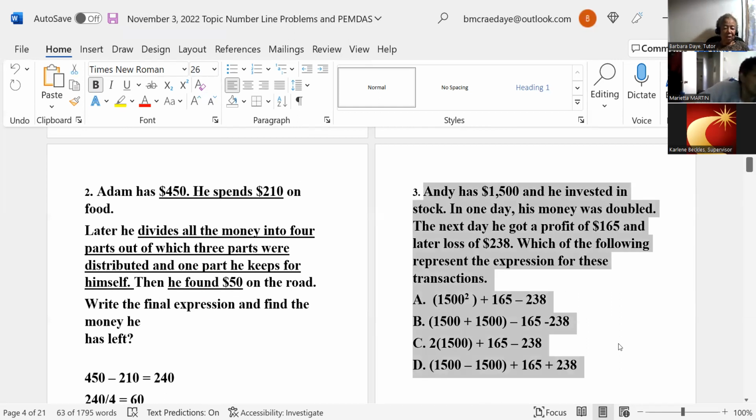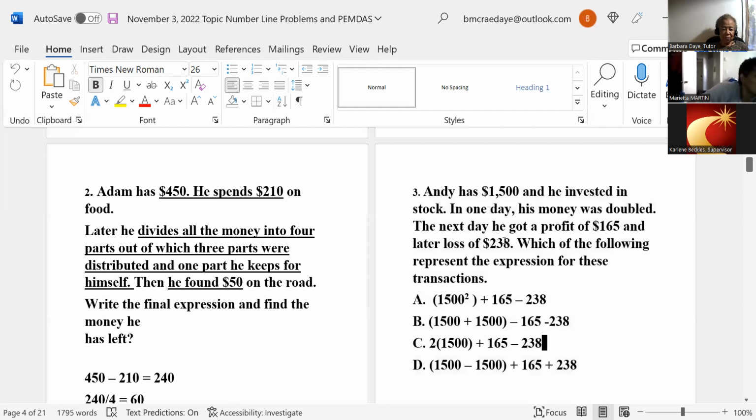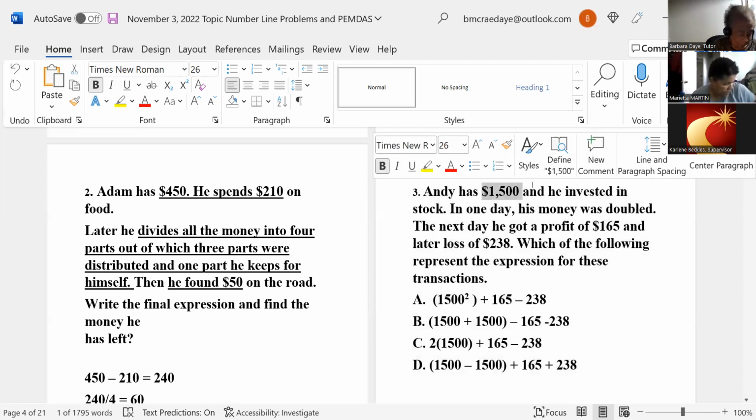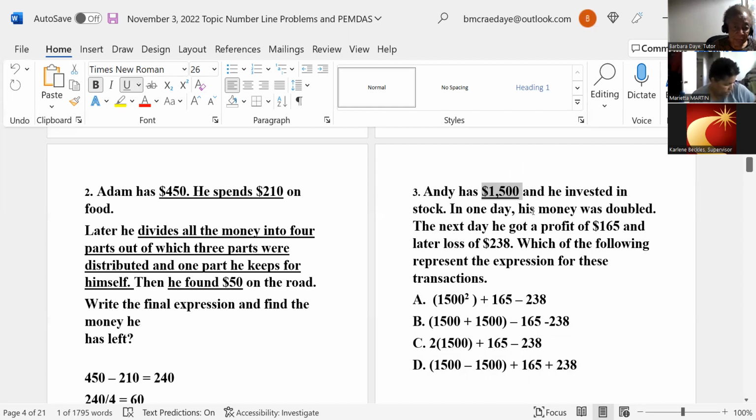I choose A. Number 3 you said was, I choose A. You chose A, right? Okay. He had $1,500. He doubled it. So if he doubled it, it's 1,500 times itself, right? 1,500 raised to the second power means 1,500 times 1,500. He had a profit. Okay, so we have 1,500. Let's just underline that. Okay, money was doubled. Let's underline that. And that's where you have your 1,500 to the second power, right?